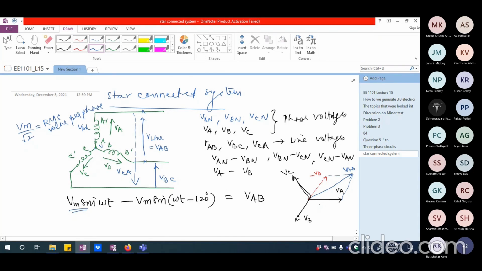So let us say I am drawing in terms of RMS magnitude. This is going to be Vm divided by root 2. This will also be Vm divided by root 2. Please note this will be 30 degrees and this will also be 30 degrees. Each of them will be 30 degrees because this is 120. If I try to draw VB, this will be 180 degrees. So this entire thing will be 180 degrees.